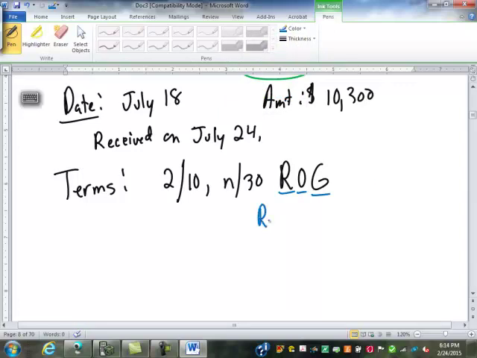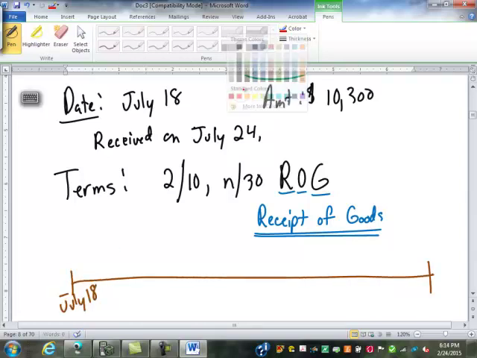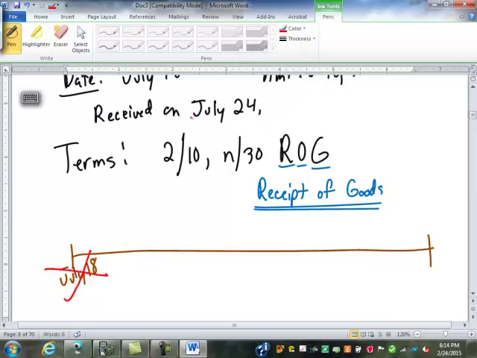ROG stands for receipt of goods. What that does is it modifies the effective invoice date. Our whole timeline here will not start on July 18th. It will start on the day that the goods were received. So it modifies the invoice date to July 24th. Since in this case it took 6 days to ship it, they don't want to give you just a 3 or 4 day discount period. They want to make sure you get that full 10 days. So they modify the invoice to that date.